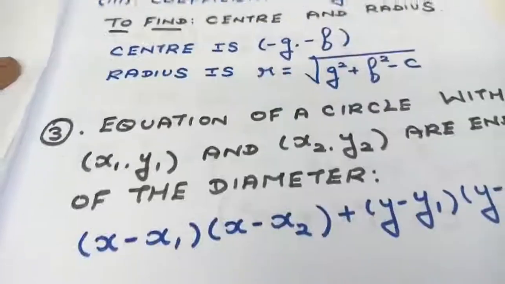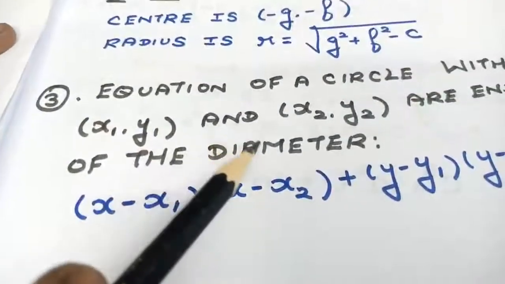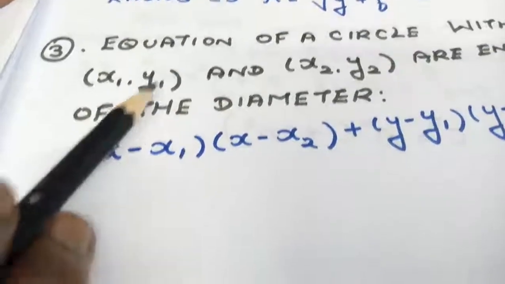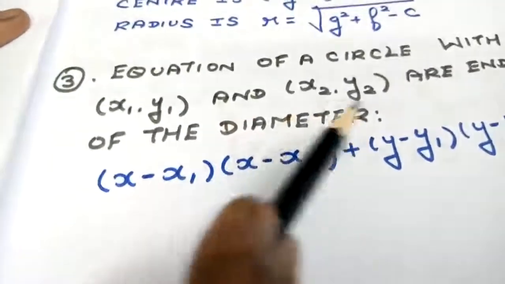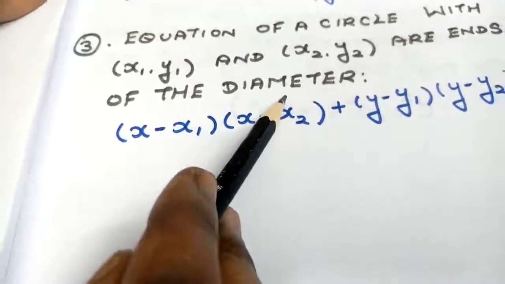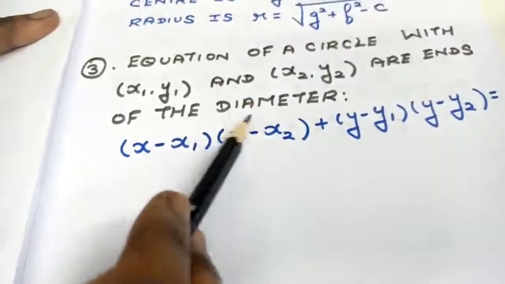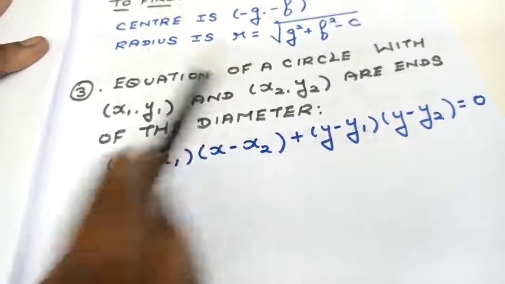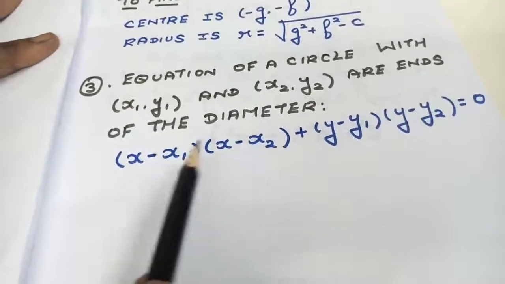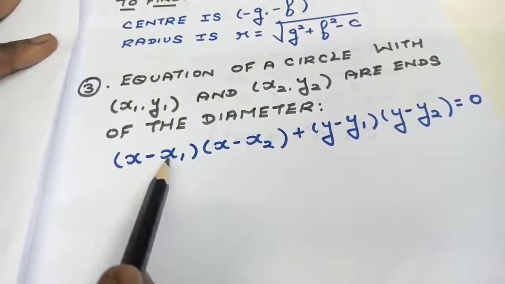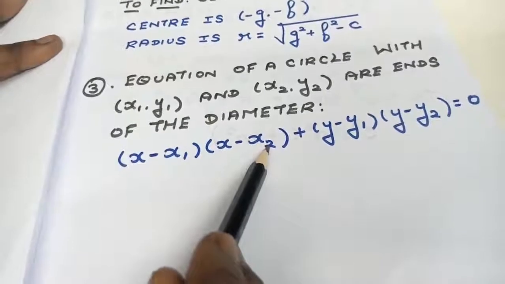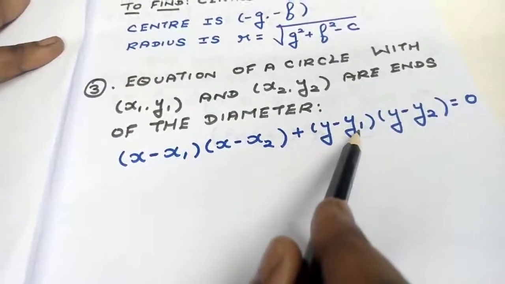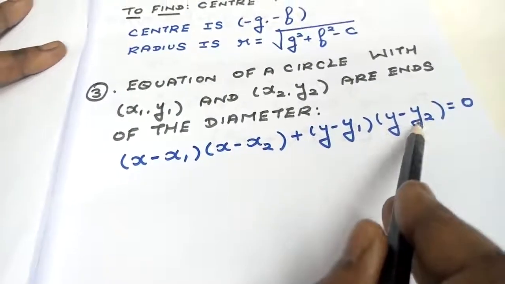Coming to the third one, equation of circle with x1 comma y1 and x2 comma y2 are ends of the diameter. If they are going to ask you this type of question, if they are going to give you 2 points and they are asking you to find the equation of circle, we are going to use this formula, that is x minus x1 into x minus x2 plus y minus y1 into y minus y2 equal to 0.